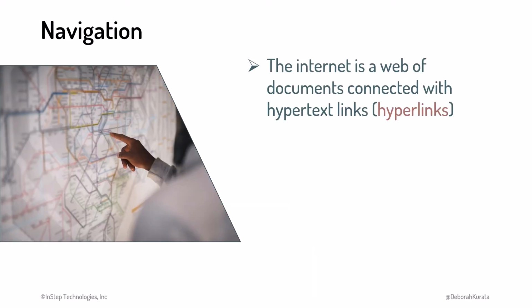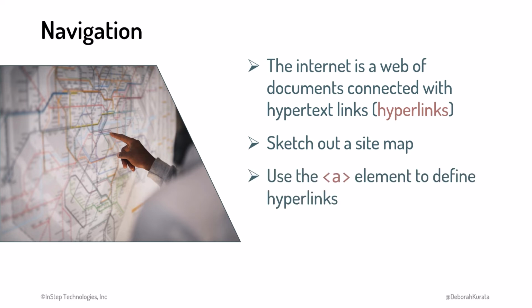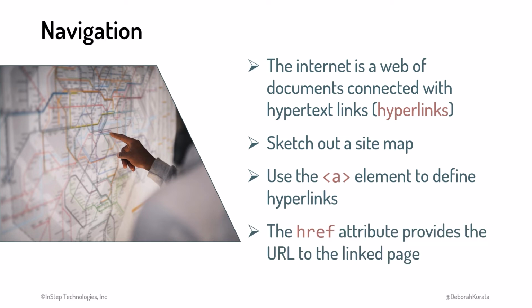The Internet is a web of documents connected with hypertext links, or hyperlinks for short. Sketch out a sitemap to map out the connections between your web pages. Use the A or anchor element to define those hyperlinks. The href attribute provides the URL to the linked page.